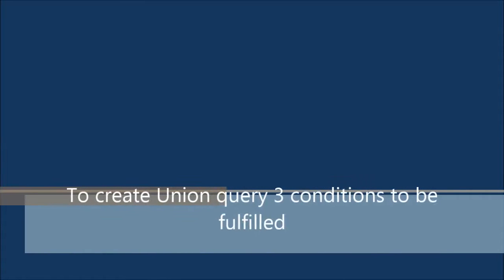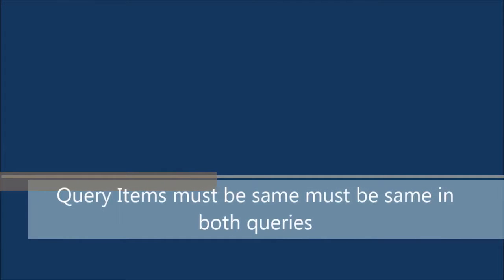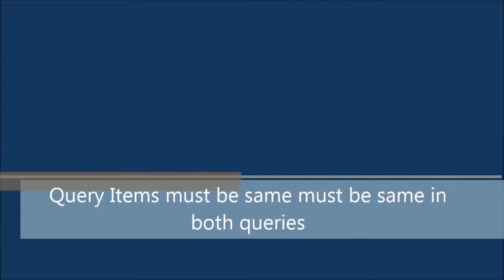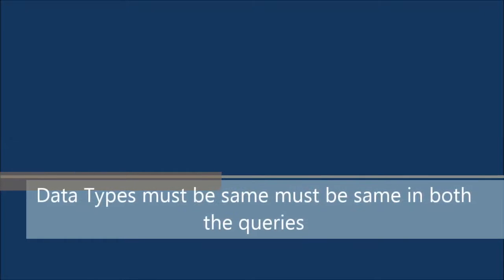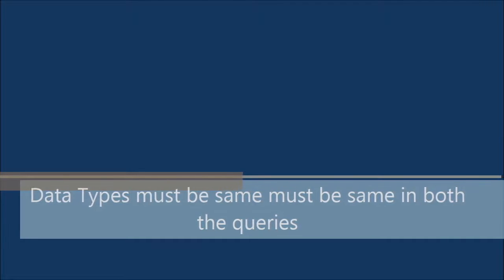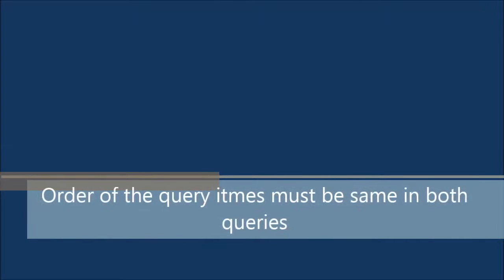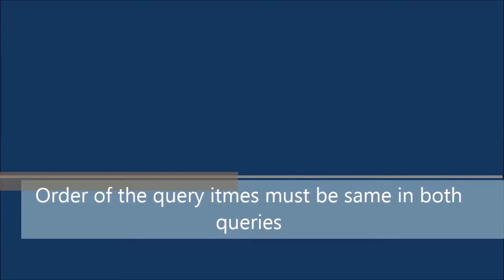To create a union query, 3 conditions must be fulfilled. The first condition is query items must be same in both the queries. The second condition is data types must be same in both the queries. And the third condition is the order of the query items must be same in both the queries.